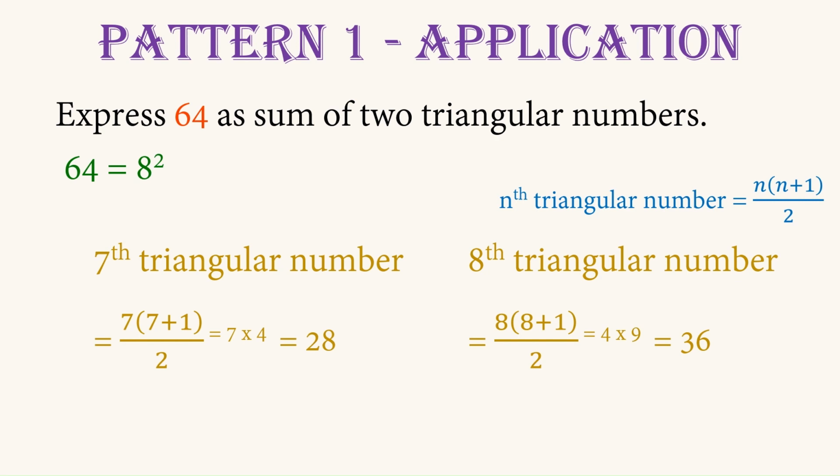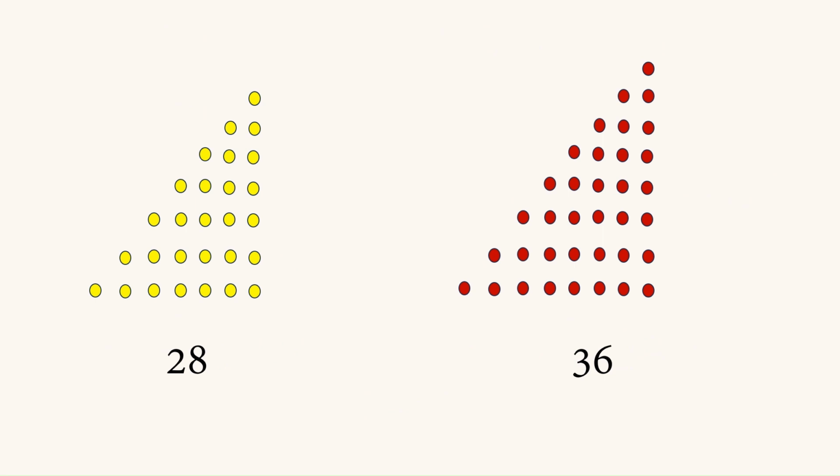28 plus 36, if we do that, it is 64. So 64 is a perfect square and we have written it as sum of two numbers. So let us take the dot pattern of these two numbers and see whether it's like a triangle or not. Here are the dot patterns for 28 and 36. They look like triangles, so it's a triangular number.